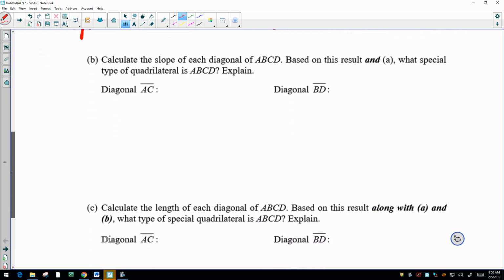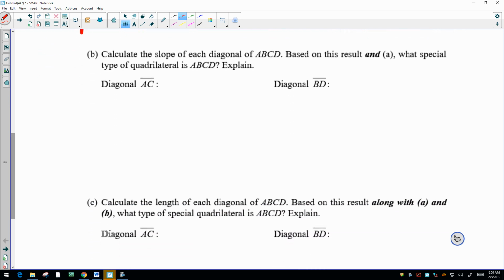So letter B, it said calculate the slope of the diagonals. Keep in mind, slope should always be in simplest form, reduced. Remember, Magnitude 2 will take your fraction and reduce it for you. What do we get for the slope for diagonal AC? Negative 2/3, good. Okay, how about diagonal BD? 3/2. Okay, so not the same, which is good, because if they were the same, what would that mean about them?